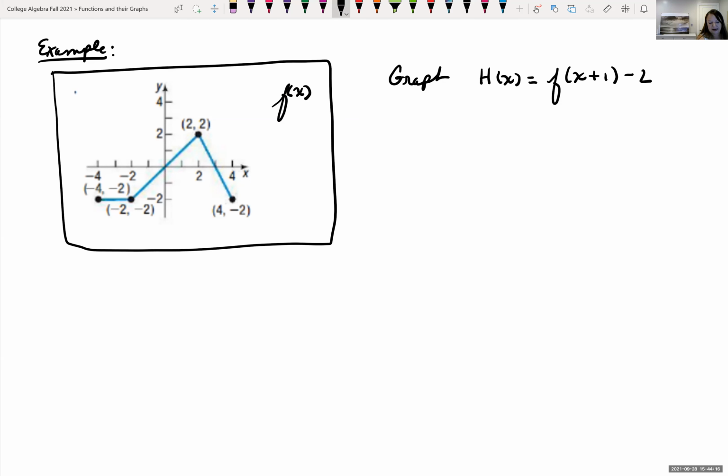So let's look at our other point that's given, which is (2, 2). So this point (2, 2). If we subtract 1 from our x value, that gives us now 1. And if we subtract 2 from our y value, we're now at the point (1, 0). So this line in here with a transformation looks like this.